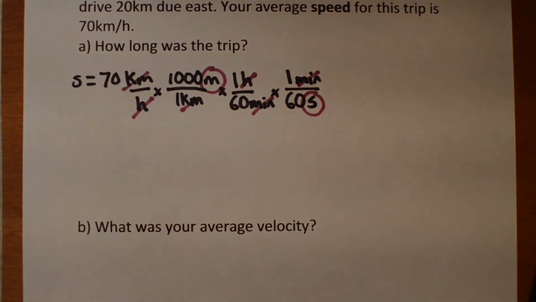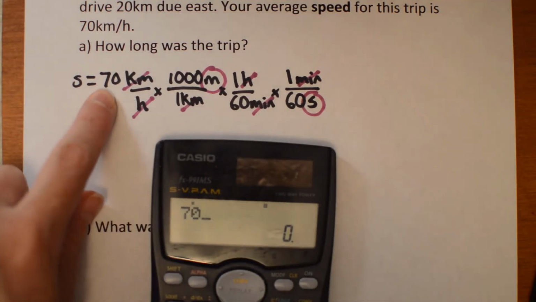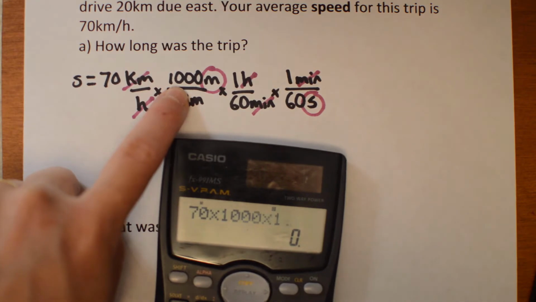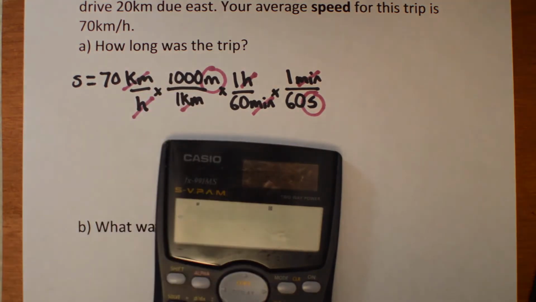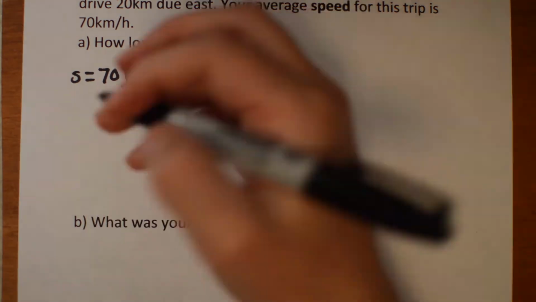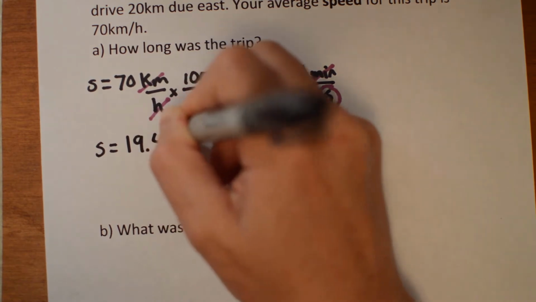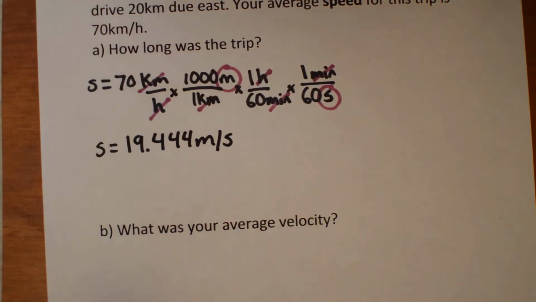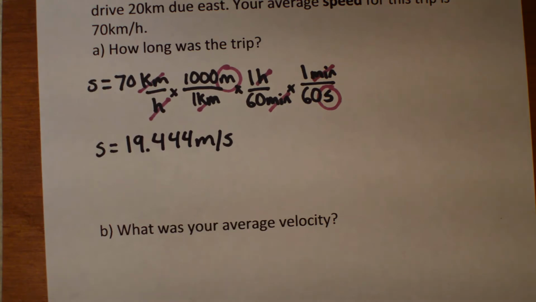So now all I have to do is calculate that. So I'll do the 70 times the 1,000 over 1 times 1 over 60 times another 1 over 60 right here. And that gives me a speed of 19.444 meters per second. I'm keeping lots of decimals now because I'm going to need this number later and I don't want to make rounding errors. So don't worry about sig figs until your final answers of any problem.